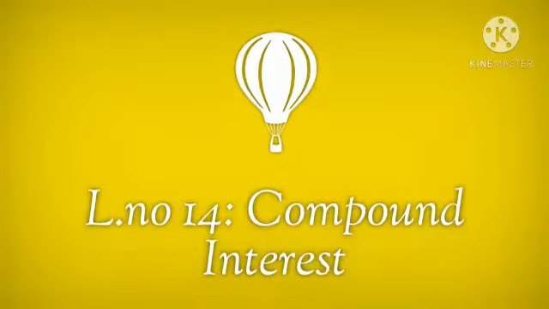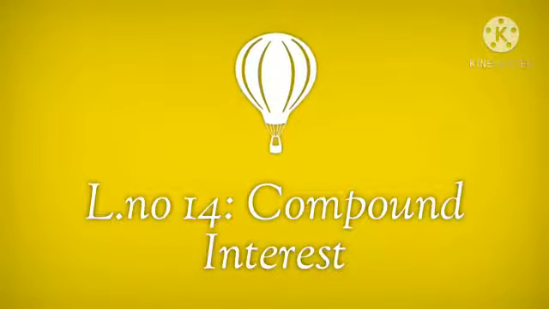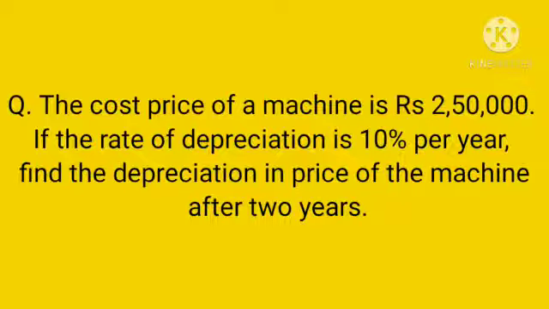Let us learn lesson number 14, compound interest. Today let us solve practice set 14.2. Question: the cost price of a machine is rupees 2,50,000. If the rate of depreciation is 10% per year, find the depreciation in price of the machine after 2 years. In this question, the rate of depreciation is 10% per year. That is, we will take R as negative.